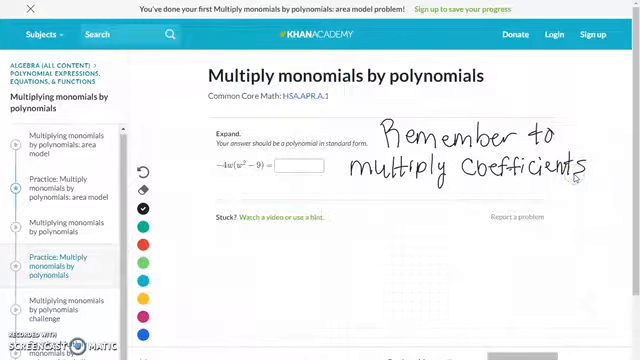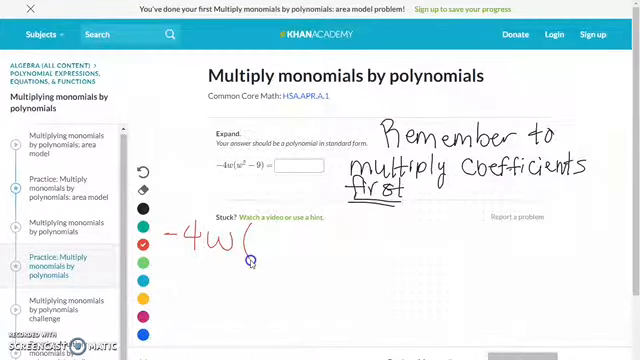I was writing down for you to remember to multiply the coefficients, which is another way of saying the numbers that are in front of or to the left of the variables. Remember, the coefficients go first. So for example, the first term is negative 4w, parentheses, which is times, w squared minus 9. The negative 4 is your coefficient because it's in front of a variable.